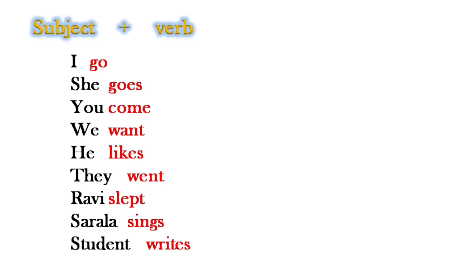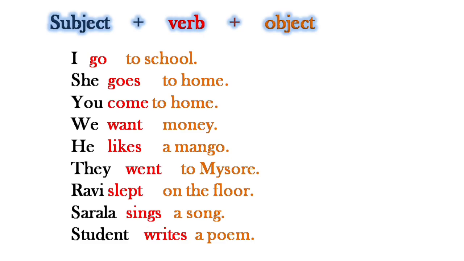Ravi eats, Ravi writes, Ravi jumps. Like this means a subject and a verb, which makes the first type of sentences. We can easily frame this and we can easily practice these sentences. Then let's move on to second type of sentence.